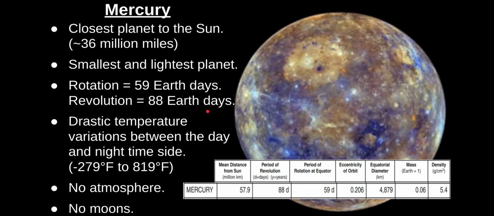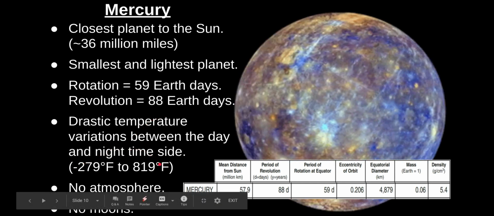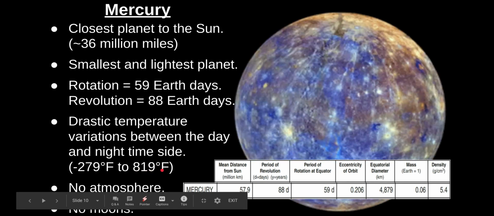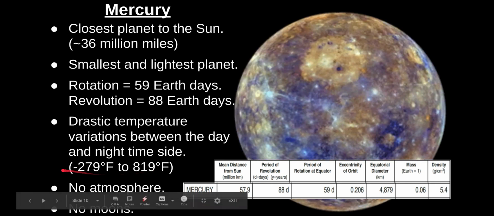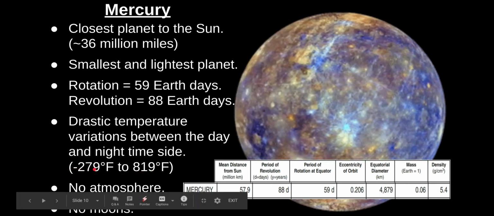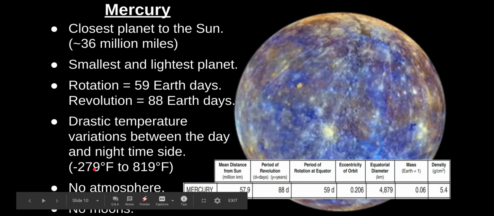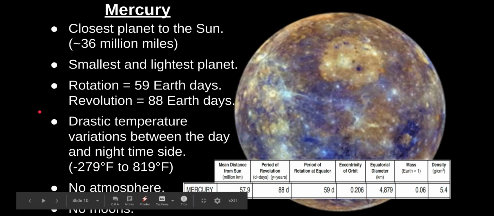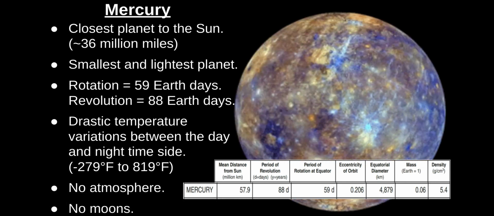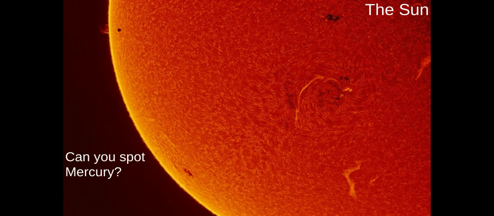But because it's spinning so slowly, it heats up really hot, up to 819 degrees on the side that is facing the sun. And the side that is not facing the sun gets very, very cold because it takes a long time to turn. So it can get down to negative 279 degrees. So definitely not a place that we would ever want to live. There is no atmosphere on Mercury, and it has no moons. Here's a picture of the sun. Can you see Mercury? There it is. Super, super small, super, super close to the sun.